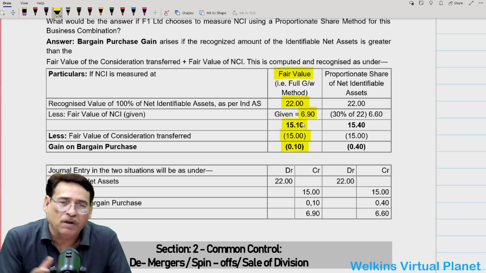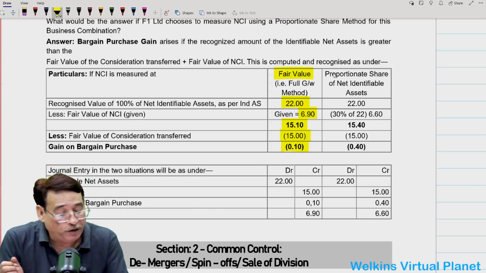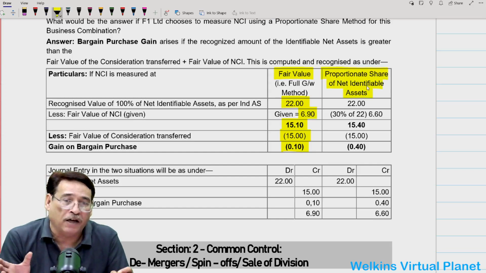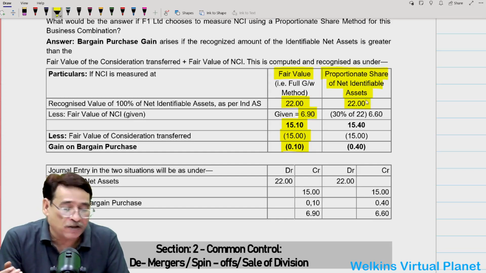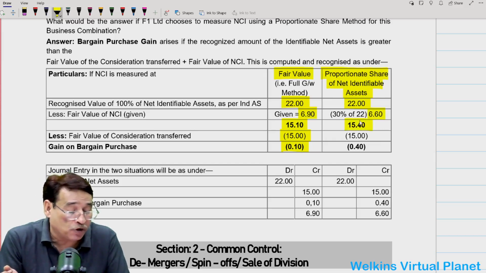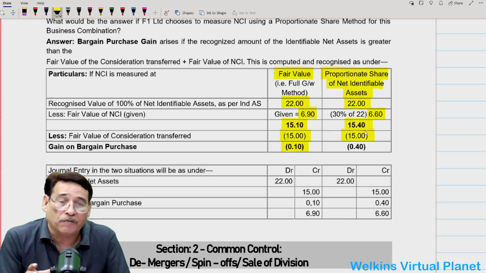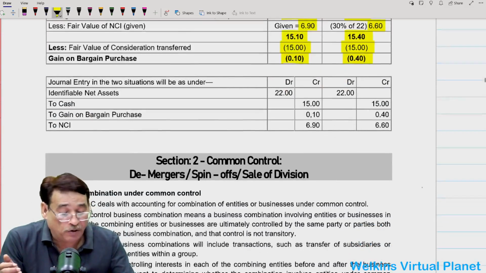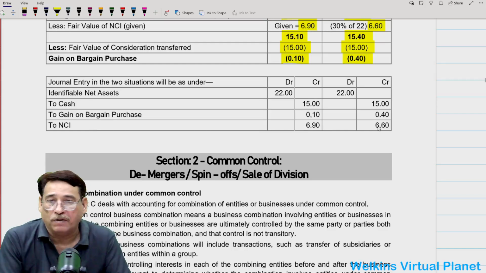Now suppose if in this question we would have gone for proportionate share of net identifiable asset, that is PSNA approach. Only difference is that rest of the items would have remained the same. Only thing is that here, instead of fair value, now we will take proportionate value, 30% of 22 lakh, 6.60. So now share of net asset will be equal to 15.40 and consideration is 15. So your gain on bargain purchase will be 0.40. And in both the cases, how you are going to record the entries, I have also mentioned this. Is it clear to you?